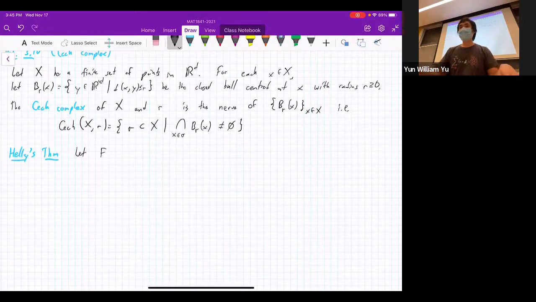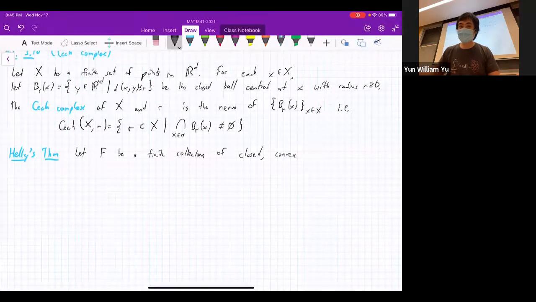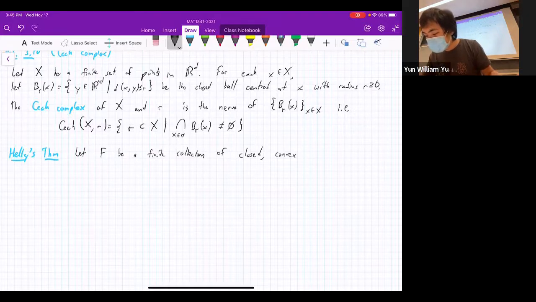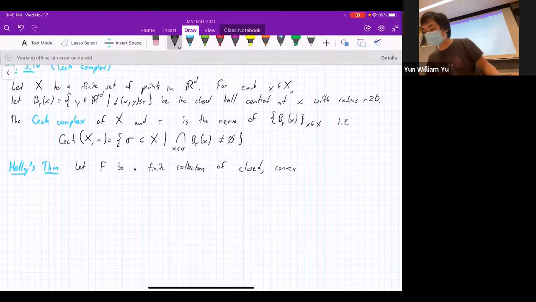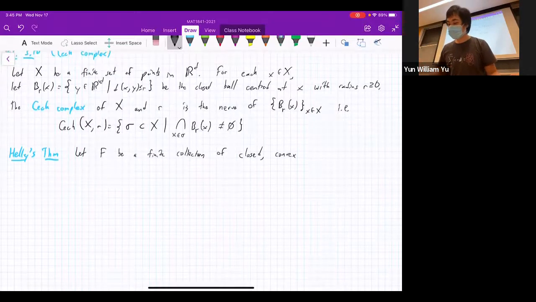So if we have any set, let F be a finite collection of closed convex sets. Isn't R a real number? How do you have R subset X? Sigma. Oh yeah, that's a sigma. Did I write an R somewhere? Oh, okay, yes, thanks for that correction. That is a sigma. Please do let me know if the notation is confusing. And so this is X in sigma there, yep.